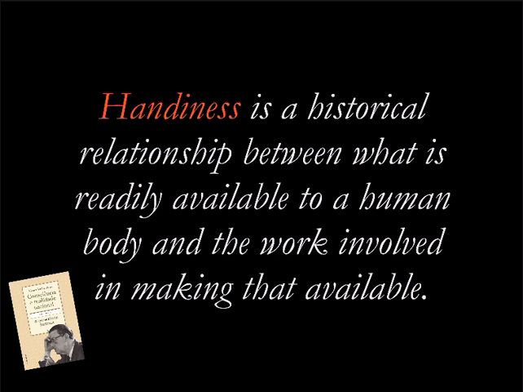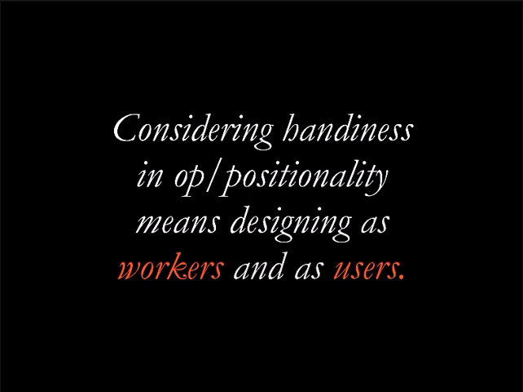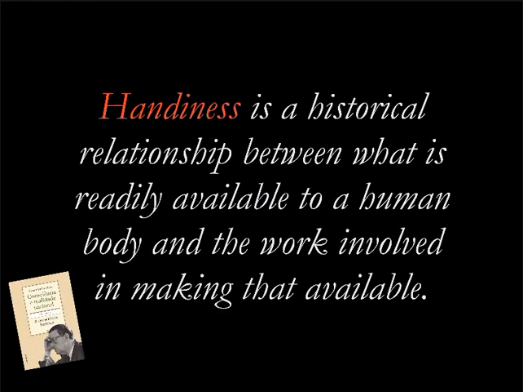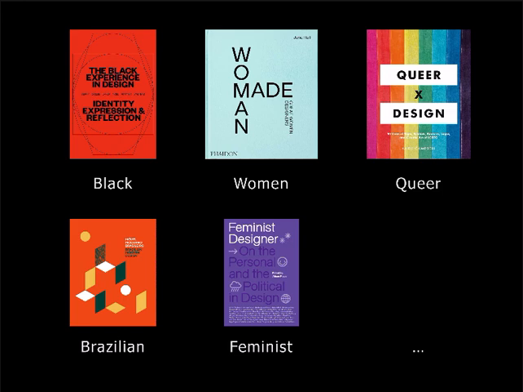And if your relationship with that work is one of alienation, if you are not aware that people are working, then you will have a lower handiness. You don't know how to use things because they have been designed, worked out by someone in another world, and you are not even aware under which conditions. So considering handiness in this discussion of oppositionality and positionality means designing as workers and as users. A lot of people, when they write books and explore identity, power, and design, forget about being a worker and being a user.